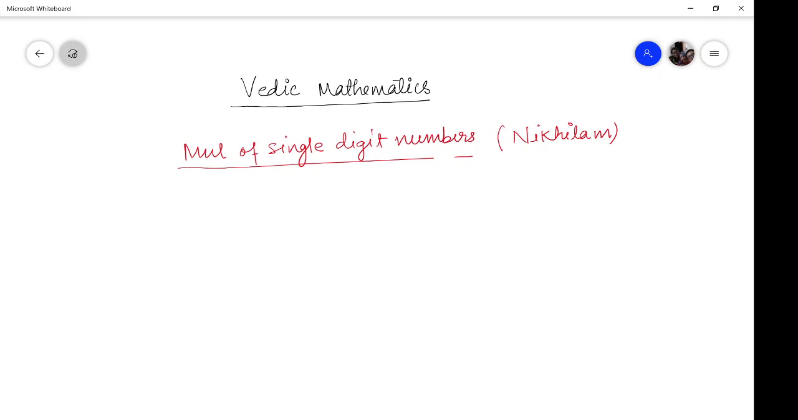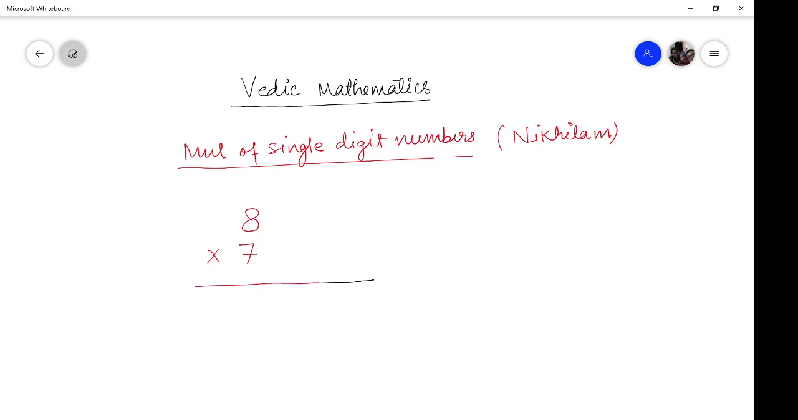So what we do is we try to find out the base closest to that particular number. For example, let us say we want to multiply 8 and 7 and want to know what the answer is. What we do here is we identify the base first. So 8 is close to 10, 7 is also close to 10. So 10 becomes our base. The nearest power of 10 is 10 to the power 1, that is 10.